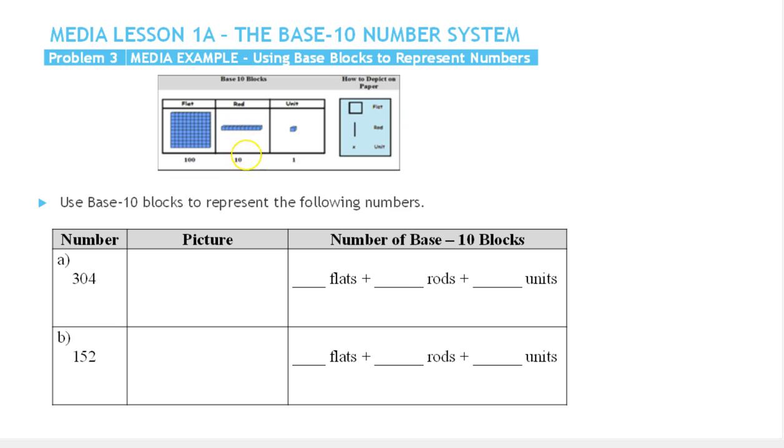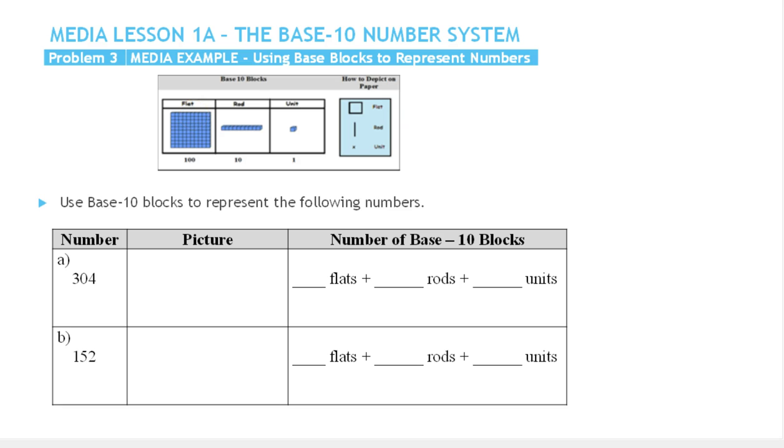A rod is equal to 10, and notice you would get a rod by connecting 10 units together, which would make one rod. And a flat is 100, and you would get a flat by taking 10 rods, and you can think of lining them up this way.